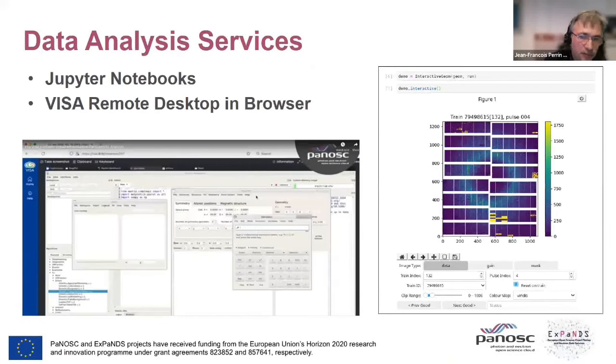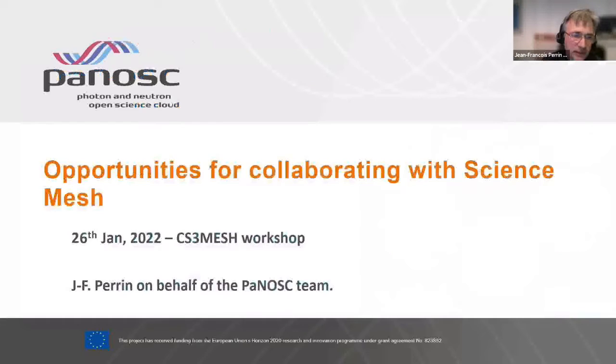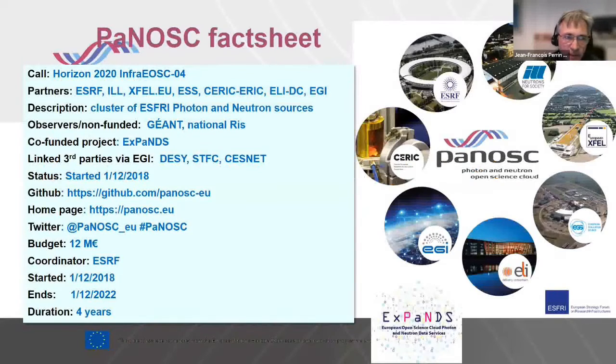Yeah, thank you. Maybe we can stop at the second slide. So just to present PANOSH very briefly, this is 6 data producers, research infrastructures in the field of neutron or photon beams. We have also EGI, and we are working very closely with another project called Expanse, which is for the same user community.